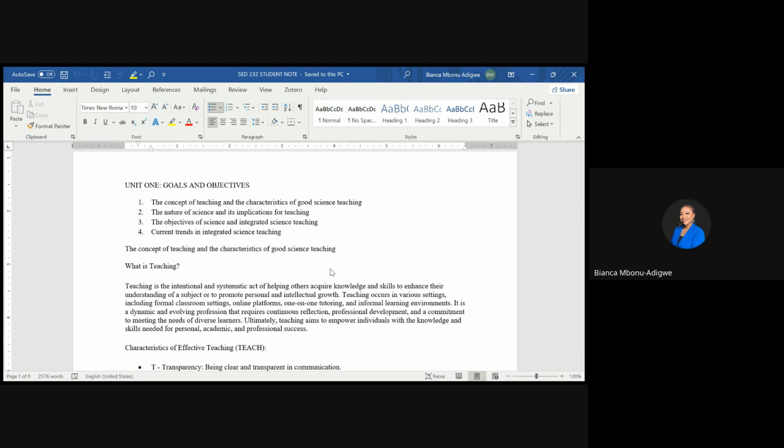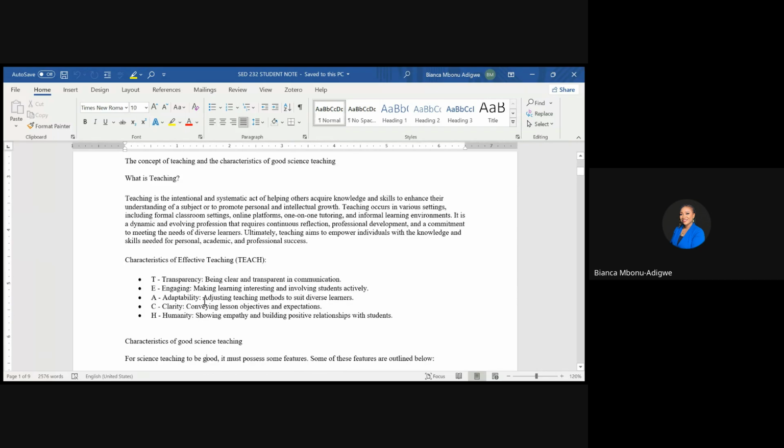So once again, this is special methods in integrated science, and we'll be looking at the concept of teaching and the characteristics of good science teaching, the nature of science and its implications for teaching, the objectives of science and integrated science teaching, and the one I love most, current trends in integrated science teaching. So say we are teaching. What exactly is teaching? If someone says teaching is going on in that place, what exactly does it mean?